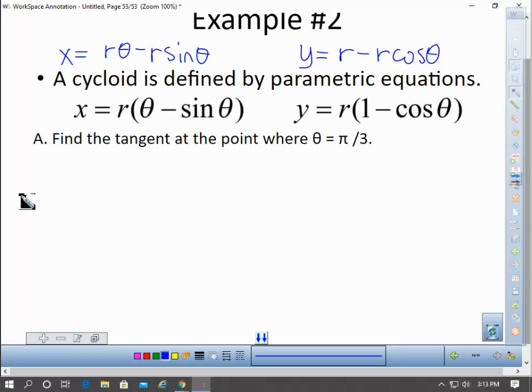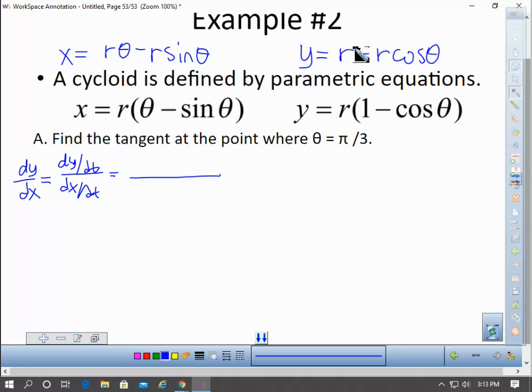Okay? So now, to find your tangent line, we need our derivatives. So we need our dy/dx, which we know is dy/dt divided by dx/dt. Okay? So I need the derivative of the y one divided by the derivative of the x one. Just don't make the common mistake and do the x first. So we always do the y first. So the derivative of this. Now, in this problem, r is a number. So the derivative of r is going to be 0 because r is just a number.